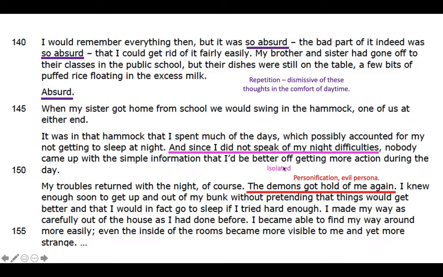Again, this seems to be part of the issue. She never really voices the thoughts that she has. She doesn't share it with anyone. And since I did not speak of my night difficulties, she's again mentally very isolated. And now she's personifying these thoughts as demons. So she's almost kind of amplified them. They've become this evil persona. So they've become more difficult to escape, which we'll see in a moment. So the demons got hold of me again.